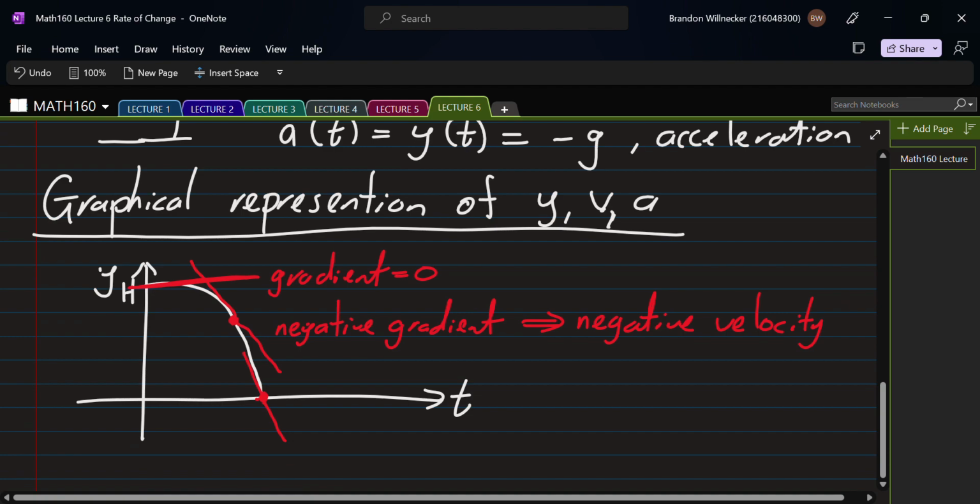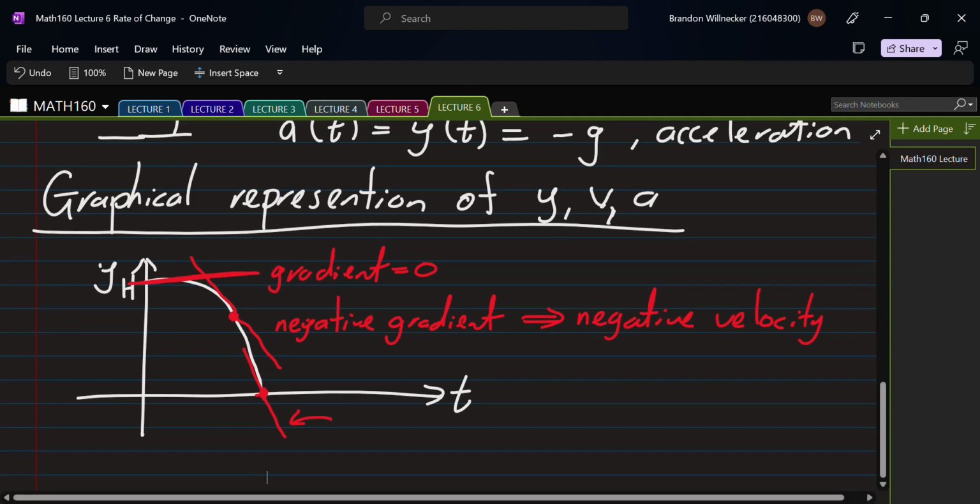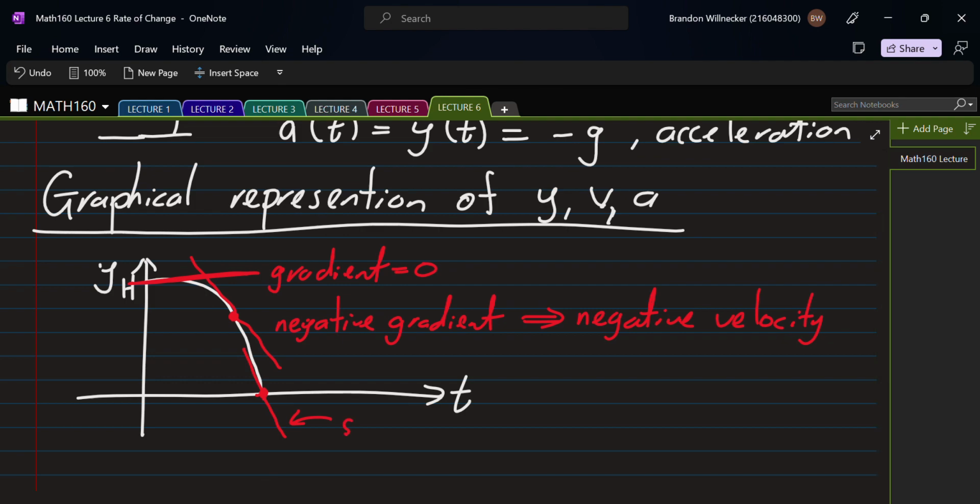Okay, and then right at the end here, we can again draw in a tangent line, and then this would be the maximum velocity, right? Because at the end here, the tangent line is almost vertical there. So here, this corresponds to a very high velocity. So a very steep gradient means a very high velocity.